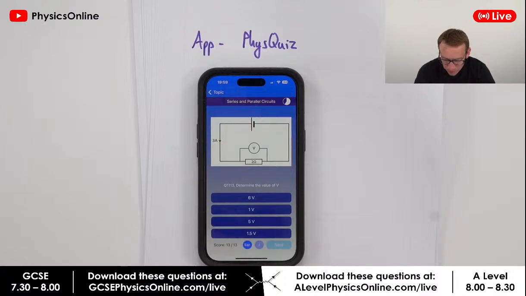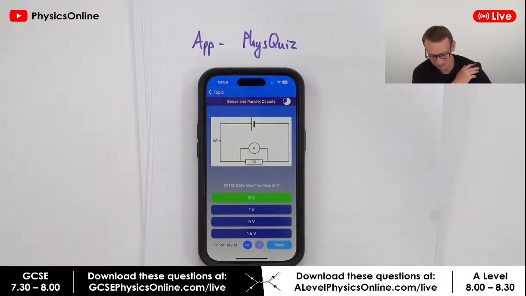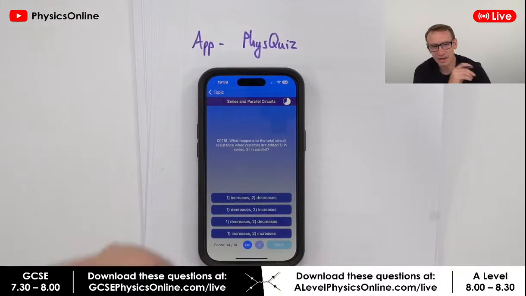Determine the value of V. So what is the potential difference across that component? I'd be looking at V equals I times R, just writing that down every time you see an electrical question. We know that current I is 3, the value of R is 2, and therefore V equals IR, so 3 times 2 is 6 volts, and that would just give us this one here. Excellent stuff. Right, another minute of this, and then we're going to go on to A-level.